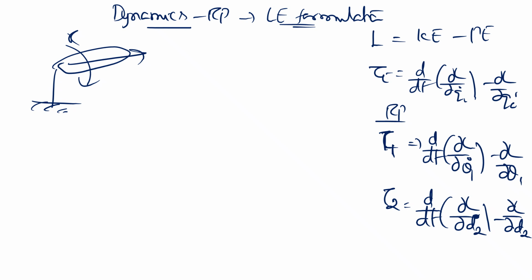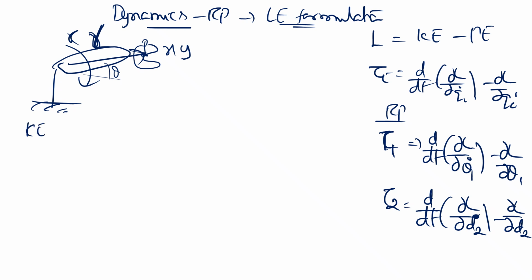So this is revolute and then this is prismatic. The length is L, or let's say r for a change, and the angle it makes is theta. Here we have the end effector, and this position is x, y. So let's derive this.